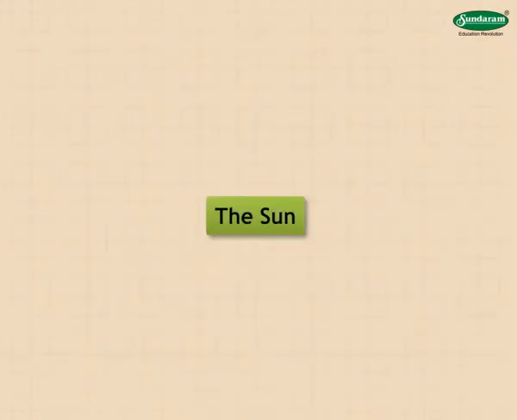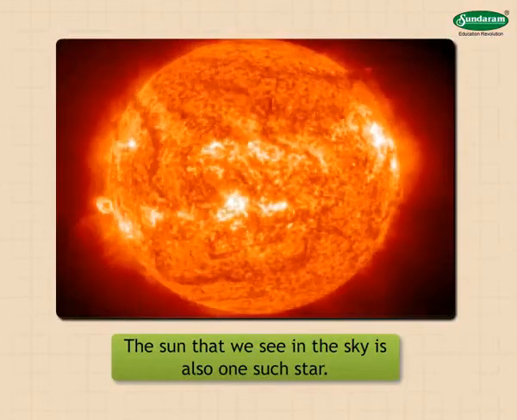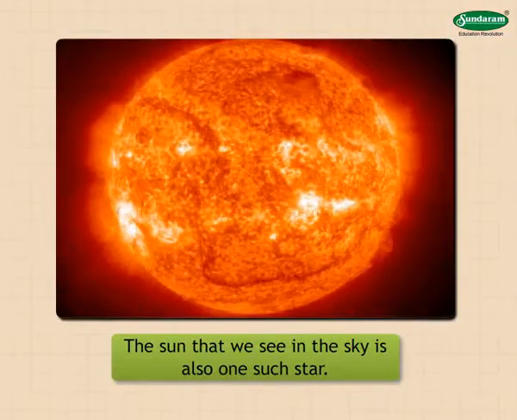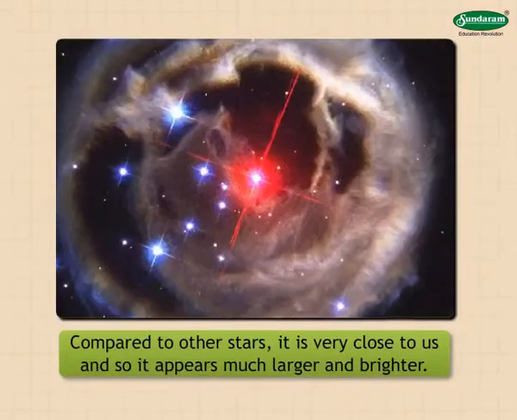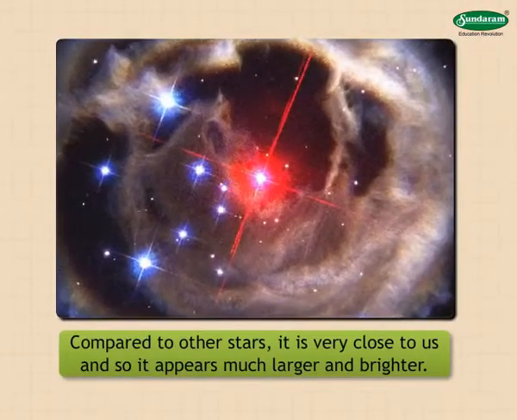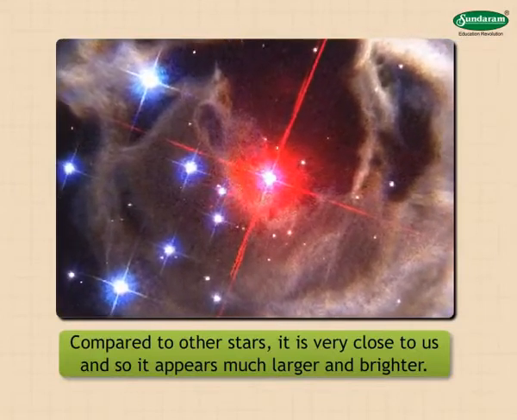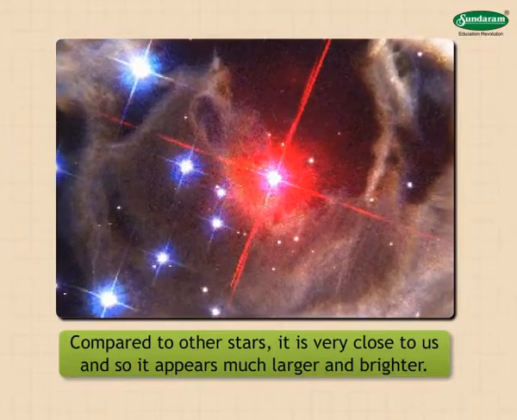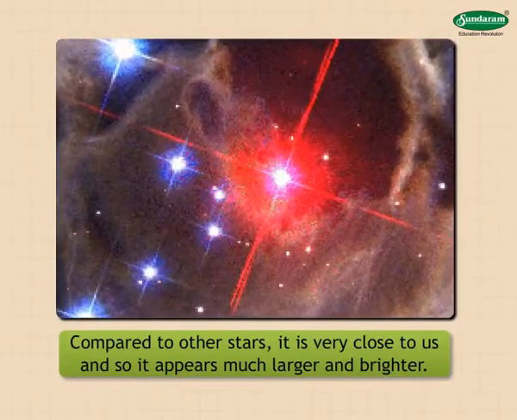The sun. The sun that we see in the sky is also one such star. Compared to other stars, it is very close to us, and so it appears much larger and brighter. Its light is so bright that we cannot see other shining bodies by day.